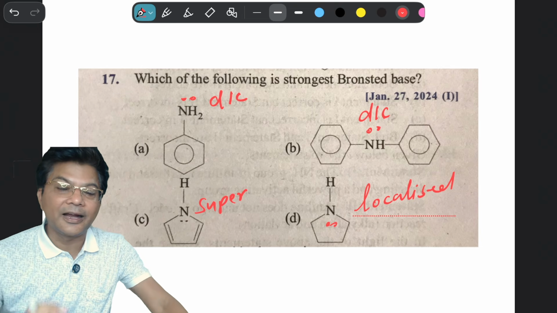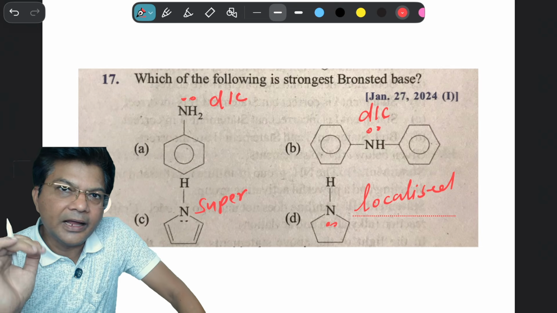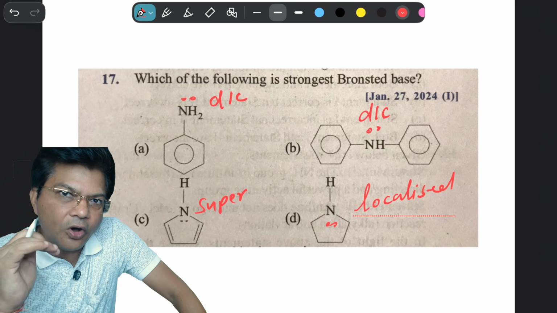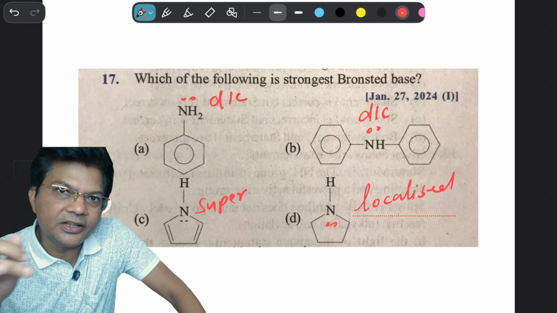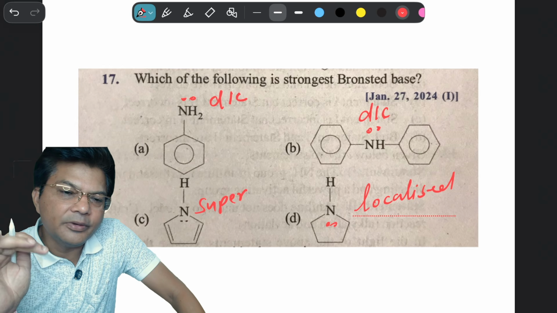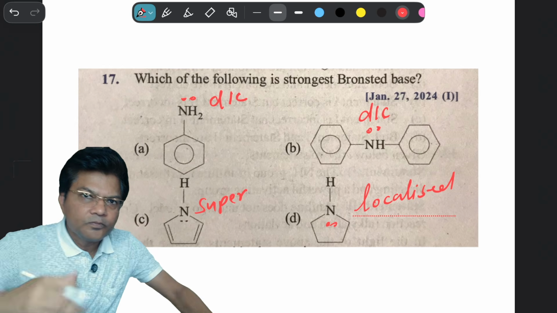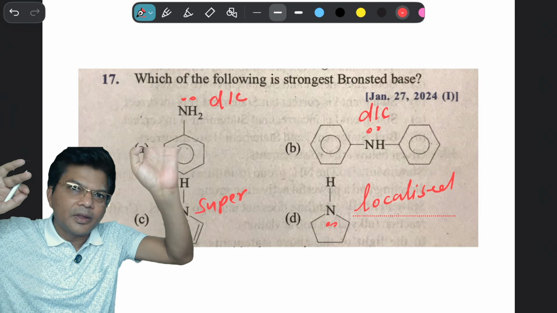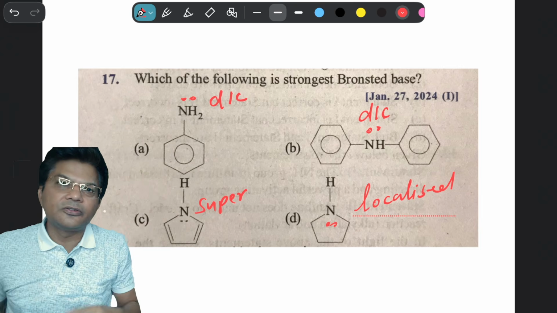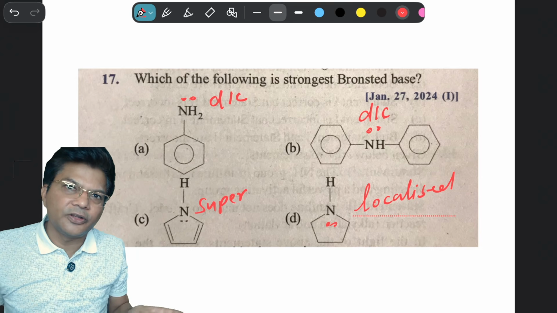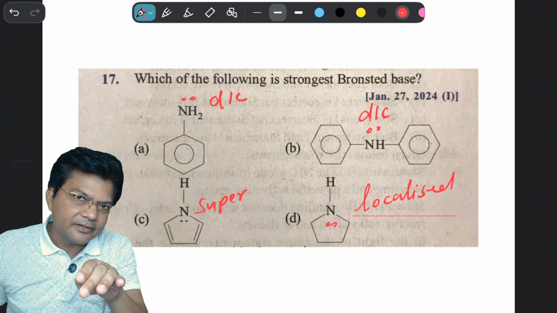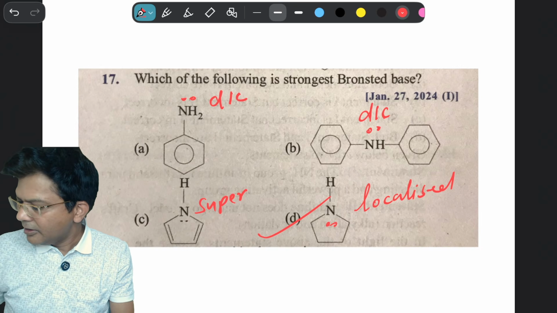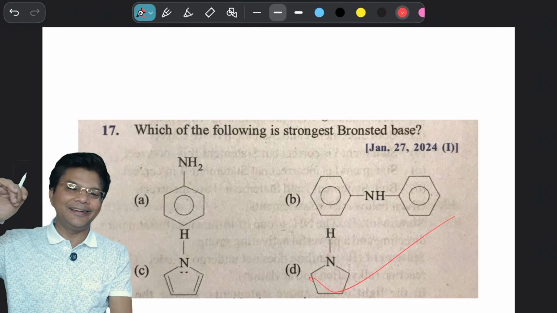You can think like that: the lone pair is like a rabbit and H plus is like a dog. The proton is the dog. The dog is going to attack all these rabbits. All the three rabbits in A, B and C, they will run away. So ultimately the dog will kill them, but in the fourth case, the rabbit can't move, can't do resonance. So the dog can easily attack. So D is the correct answer. Let me check it out. Yay! D is the correct answer.